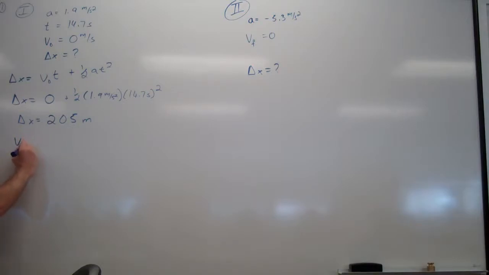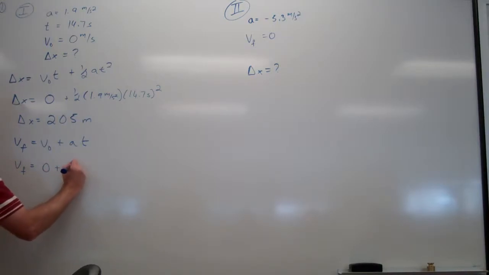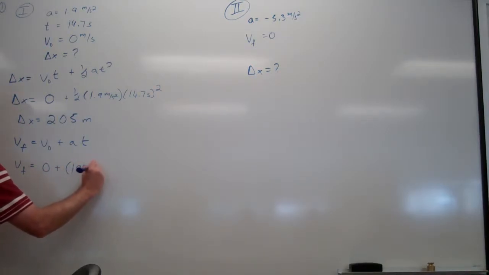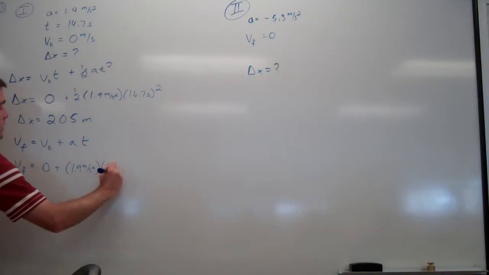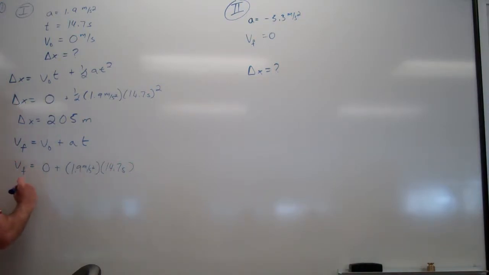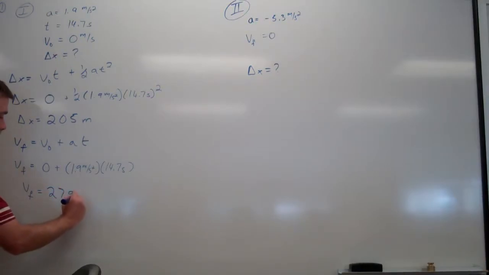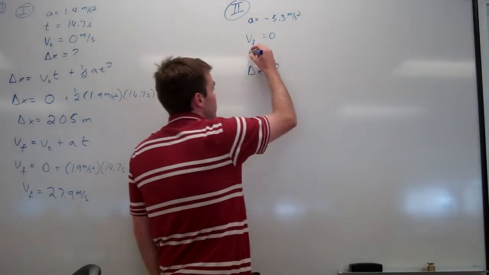Final velocity plus acceleration. Yep. So VF equals 0 plus 1.9 meters per second squared times 14.7 seconds. And what's our final velocity? 27.9 meters per second. So that becomes original velocity over here.